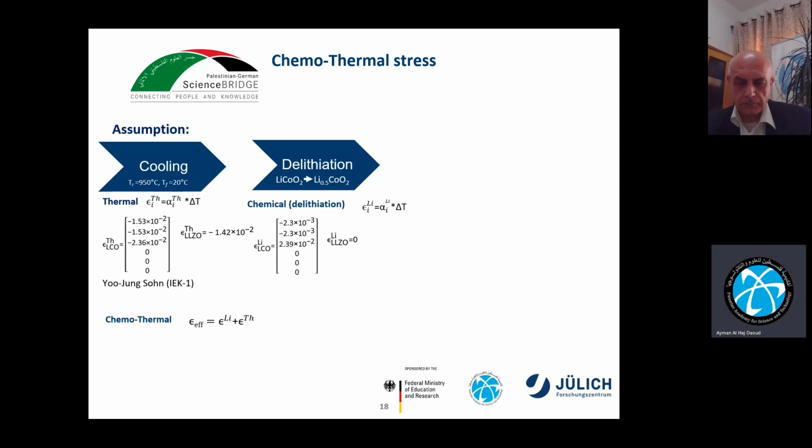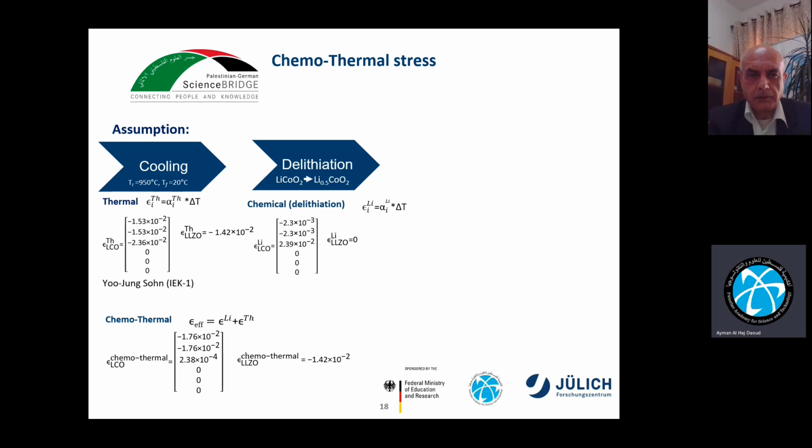Now, for the Chemo-Thermal strain, it is a summation. The strains are the summation of the lithium strain with the thermal strain. These are the Chemo-Thermal strain of LCO, which is only the summation of the thermal strain of LCO with the delithiation or chemical strain of LCO, and these are the Chemo-Thermal strain of LLZO, which is only the summation of the thermal strain of LLZO with the lithium or delithiation or chemical strain of LLZO.